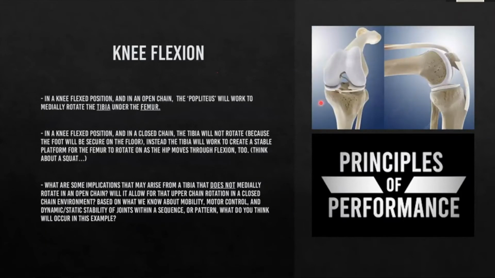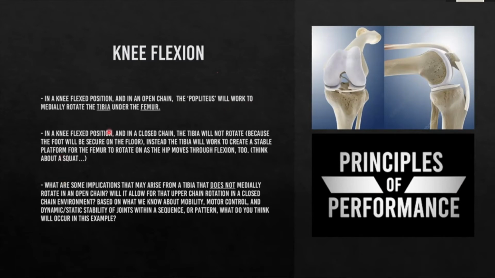So now my favorite, we can start to see this congruency of the knee. In a flexed position and in an open chain, the popliteus will work to medially rotate the tibia under the femur. So here is where you can put your foot on the ground and not let your thigh bone move, and you'll be able to spin your foot on an axis. This is tibiofemoral rotation, and this is popliteus and biceps femoris with a little bit of semitendinosus as well, getting involved to create spin at the tibia, internally and externally.